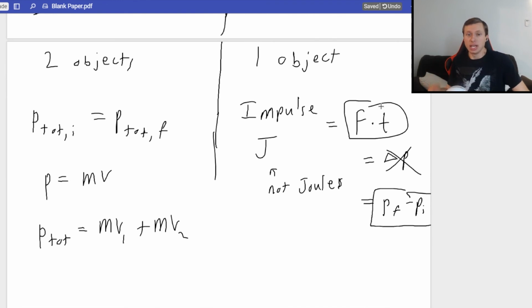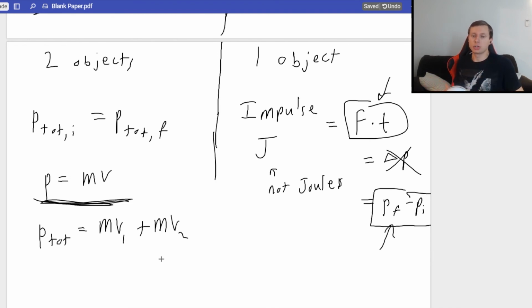Great question. If they give you units of force and time, like they tell you 1,000 Newton force acting on an object for 0.2 seconds, you know what you're using. You're using force times time. However, if they give you mass and velocity, because remember, momentum is just mass times velocity, P equals M times V, if they give you a mass and velocity, you know you're talking about PF minus PI. You need to figure out which one you're talking about based on the information given in the question. And again, we'll talk about that today with a couple short examples.